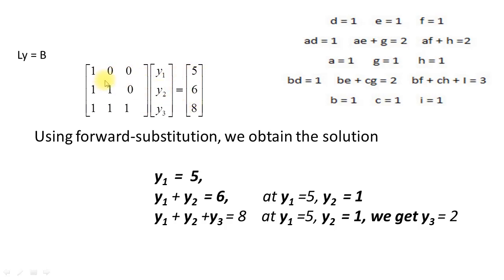Now from the forward substitution, we obtain Y1 is equal to 5, Y1 plus Y2 is equal to 6. Putting the value of Y1, we obtain Y2 is equal to 1. And in the third equation, Y1 plus Y2 plus Y3 is equal to 8. So putting the values of Y1 and Y2, we obtain the value of Y3 is equal to 2. Now we obtained the matrix Y: Y1 is 5, Y2 is 1, and Y3 is 2.